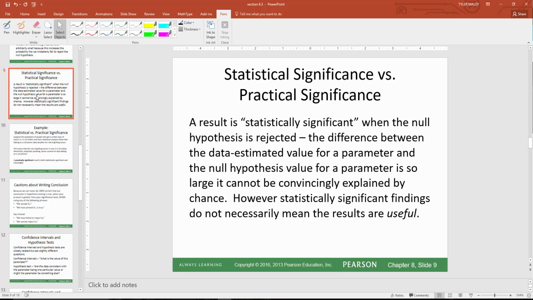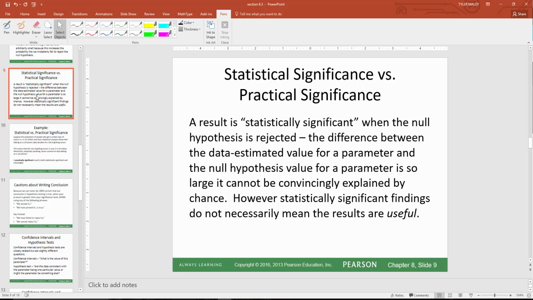All right, so let's talk about statistical significance versus practical significance. A result is statistically significant when the null hypothesis is rejected. In other words, we have statistical significance when my p-value is less than alpha. We reject the null hypothesis, then we have statistical significance. So the difference between the data estimated value for a parameter and the null hypothesis value for a parameter is so large that it cannot be convincingly explained by chance. Chance alone doesn't convincingly explain this. So it's very unusual.